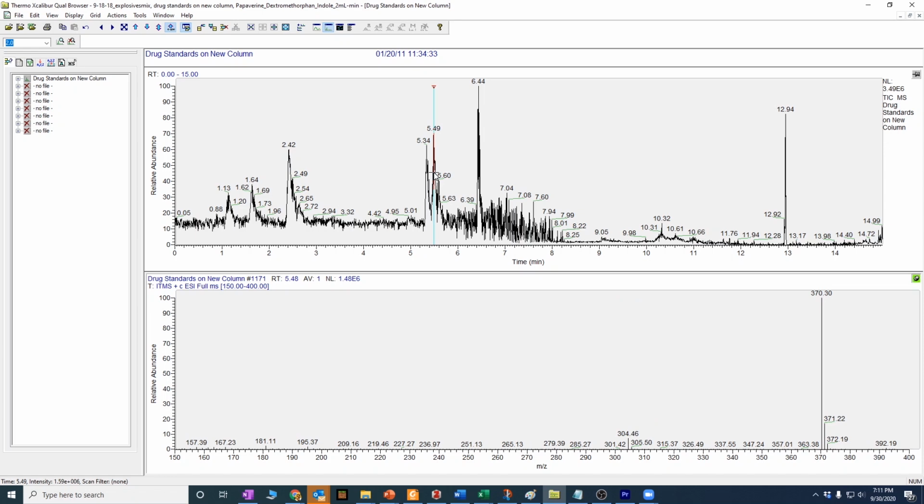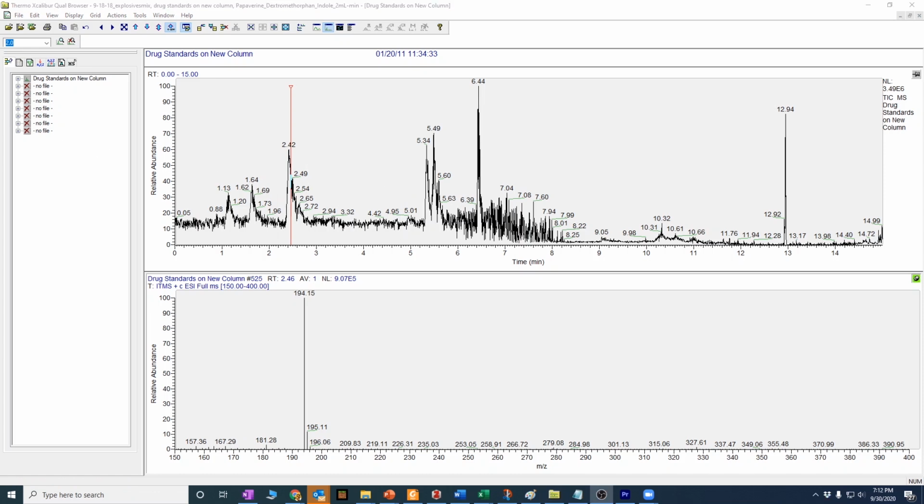So mass spectrometry is extremely powerful. Heroin has a molar mass of 369, so the protonated molecule is 370. And benzylecgonine has a molar mass of 289, so the protonated molecule is at 290. So I can go through each of these peaks and pick out the identity of the compound based on the mass information that I get from the mass spectrometer.